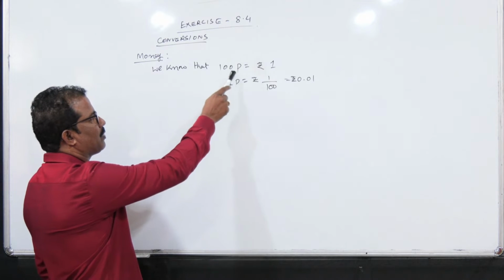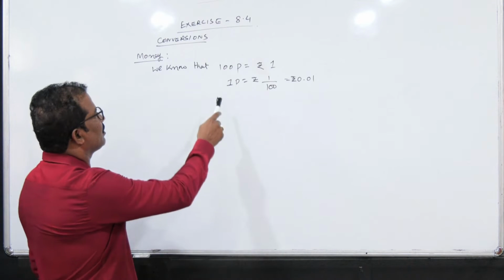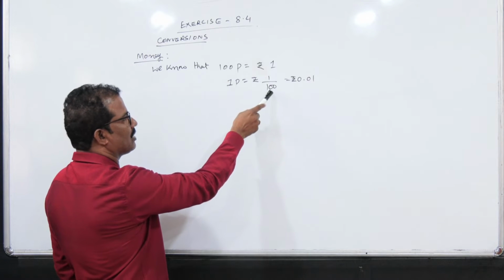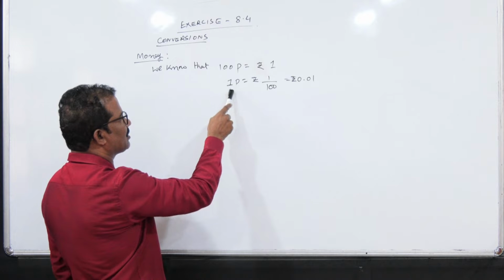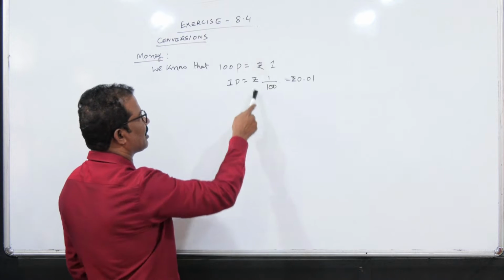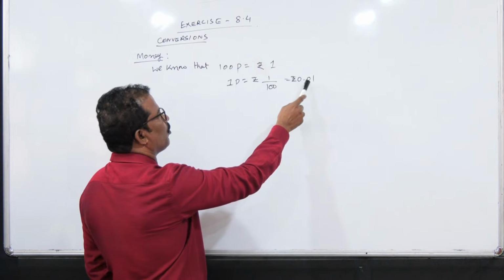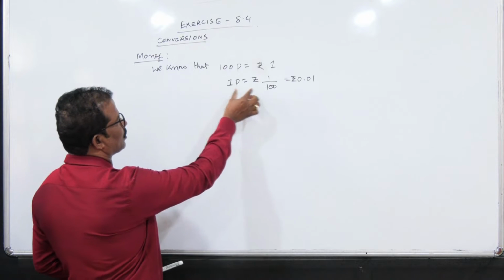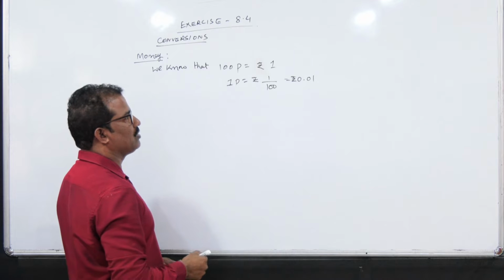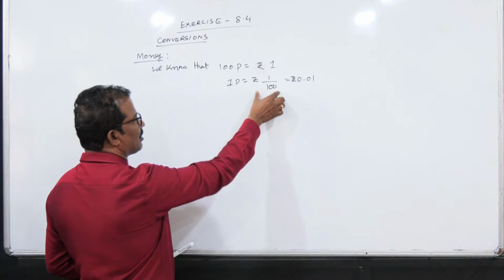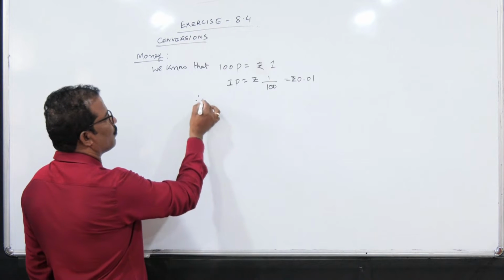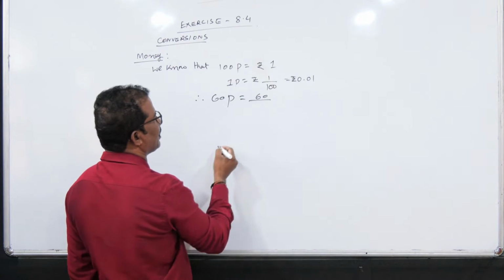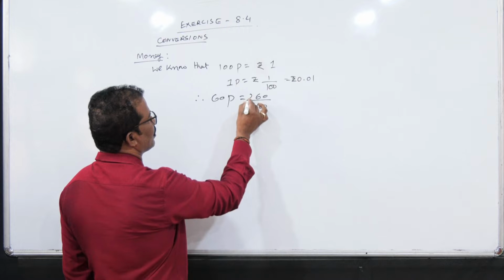See, we know that 100 paise is equal to 1 rupee, and 1 paise is equal to rupees 1 by 100. This 100 will go to that side, it will become the denominator. So 1 paise is equal to rupees 1 by 100. The decimal conversion of this 1 by 100 is 0.01 rupees. So if you want to convert paise into rupees, we have to multiply by 0.01, or simply we can say divide by 100.